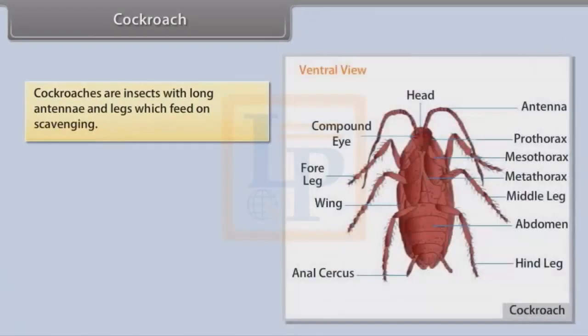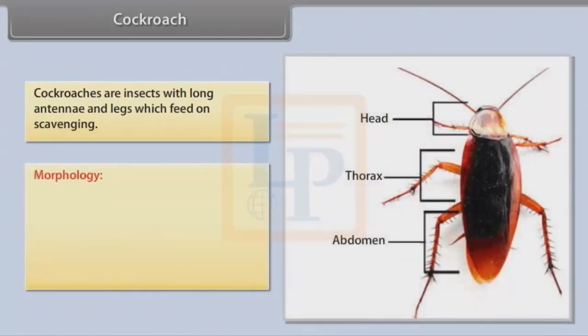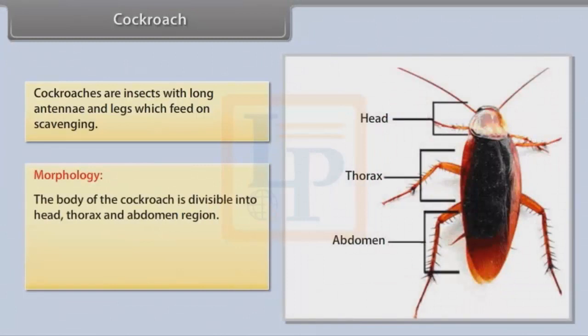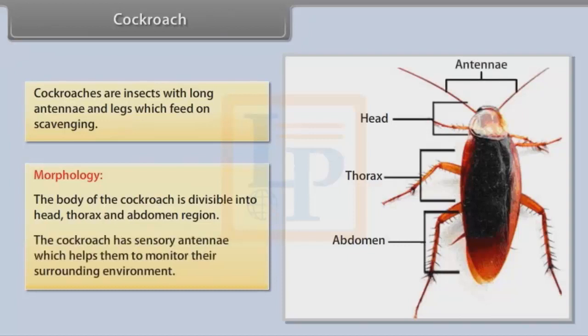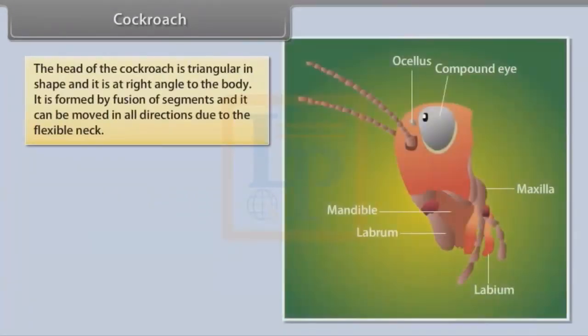Cockroach. Cockroaches are insects with long antennae and legs which feed by scavenging. Morphology. The body of the cockroach is divisible into head, thorax and abdomen regions. The cockroach has sensory antennae which help them to monitor their surrounding environment. The head of the cockroach is triangular in shape and it is at a right angle to the body. It is formed by fusion of segments and it can be moved in all directions due to the flexible neck.